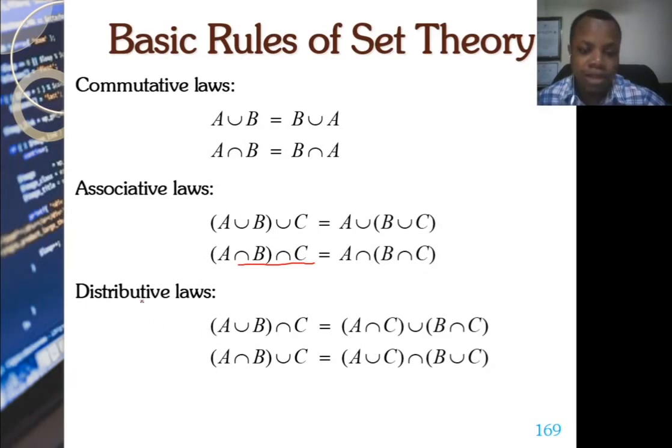Now let's talk about the distributive law. In a case where we have A union B, all intersection C, this will be the same as A intersection C, union B intersection C. The distributive law is where we multiply the elements inside by the outside term. In a similar fashion, we could have A intersection B, union C, and this is just as we did earlier: A union C, intersection B union C.